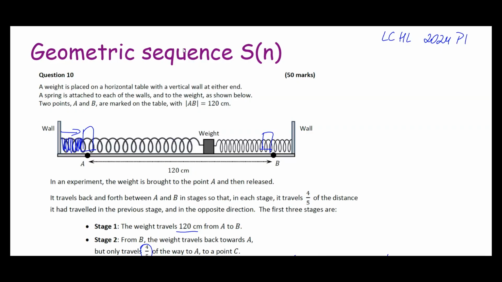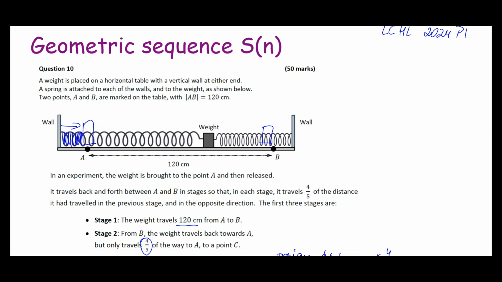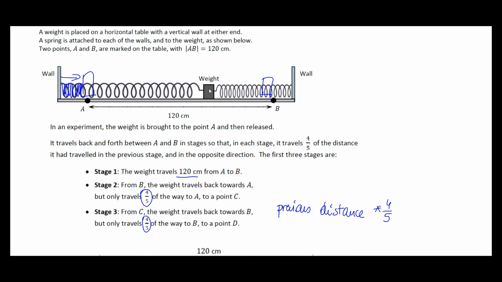So in this question 10, we are looking at a geometric sequence, and in this specific sequence, we have a weight, two walls and a spring. The weight is brought to point A. This spring gets really squashed and released. And what happened? That spring is pushing our weight all the way to point B. We are also told that every time the movement is getting smaller, only 4/5 of the previous distance travelled.